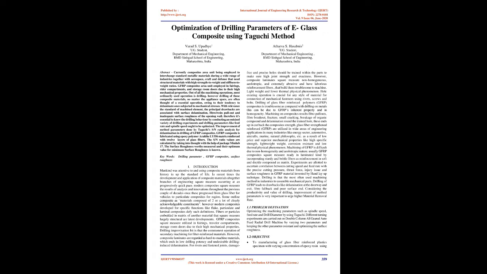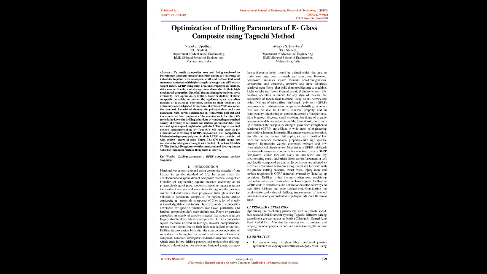Glass fiber reinforced polymers, GFRP, are utilized in wide areas of engineering applications in many industries like energy sector, automotive, aircraft, marine, electronics, etc. as a result of low price and superior mechanical properties like high specific strength, light weight, corrosion resistance and low thermal conductivity. Machining of GFRP is difficult due to non-homogeneity and anisotropic nature.